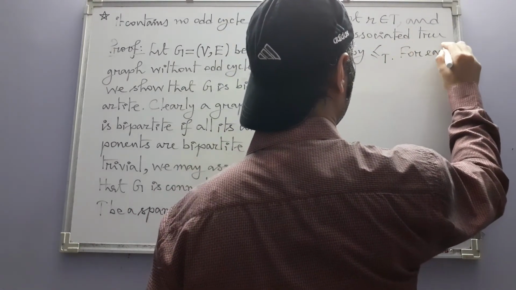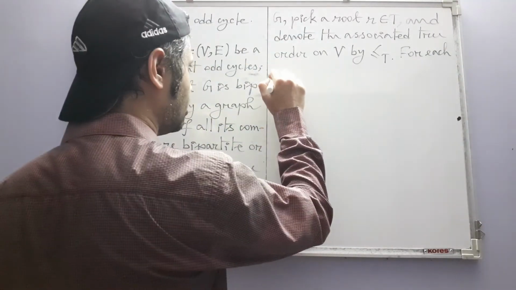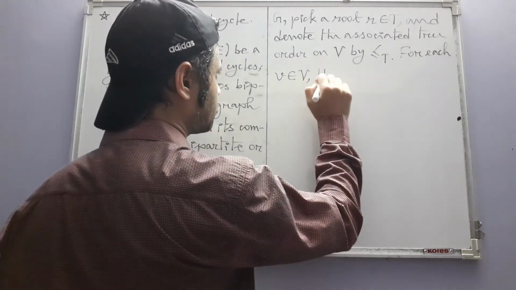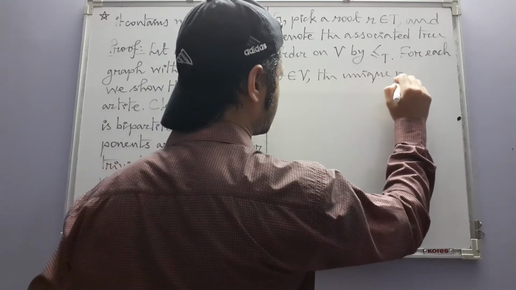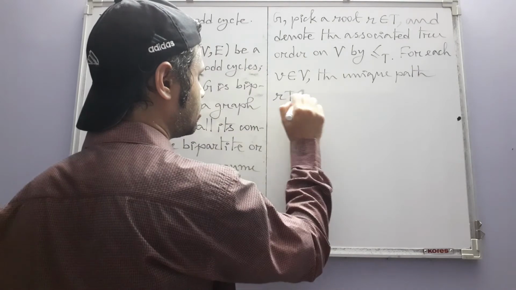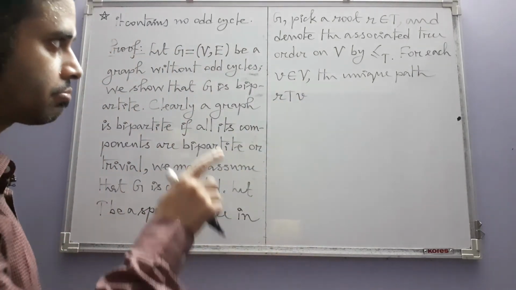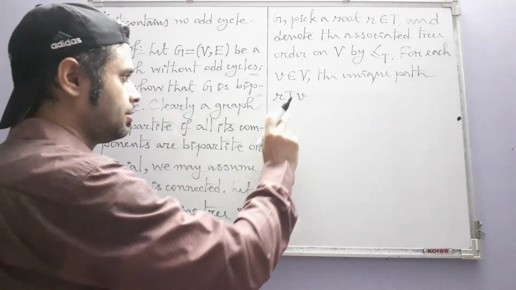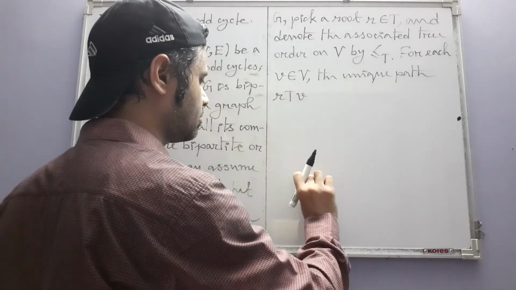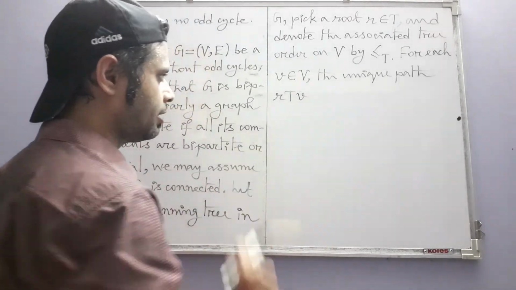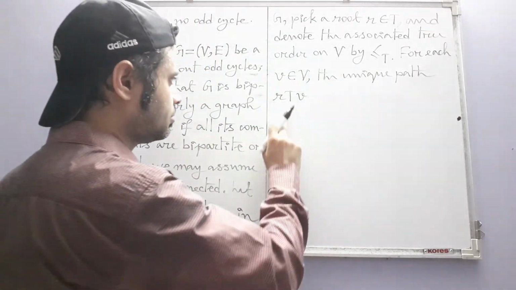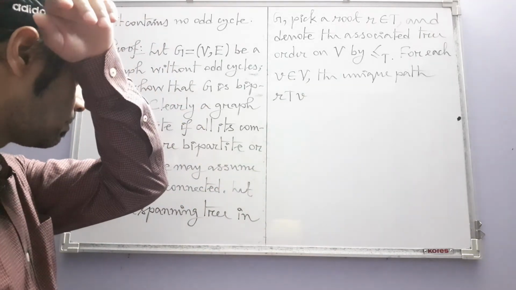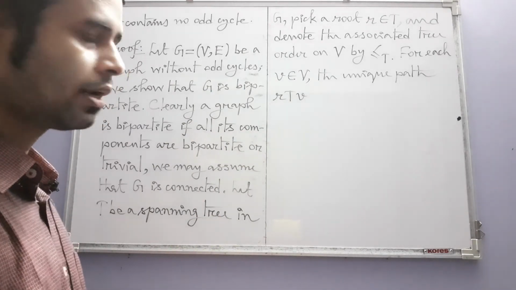For each vertex v belonging to V, the unique path RTv. Because T is a spanning tree, whatever vertex v you choose from your vertex set in the graph, there will be exactly one path in the tree starting at the root R and ending at v, a unique path, which we have seen when we were studying trees. And that path will have either even length or odd length.